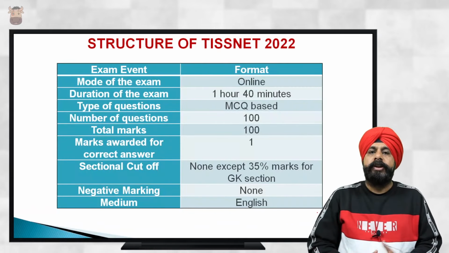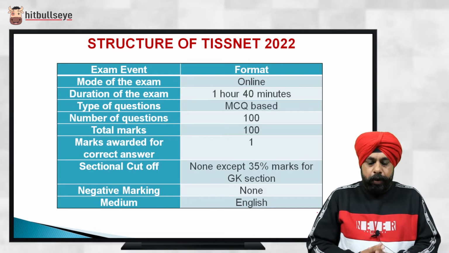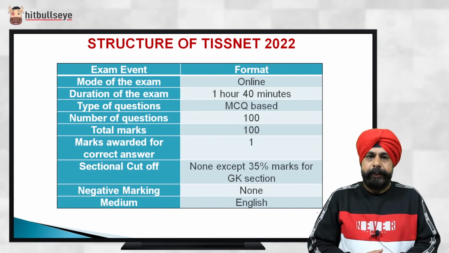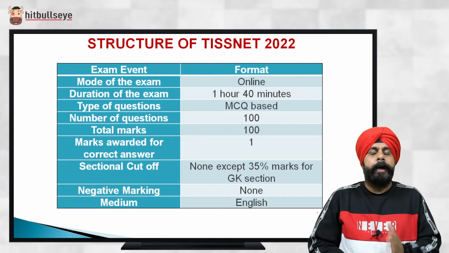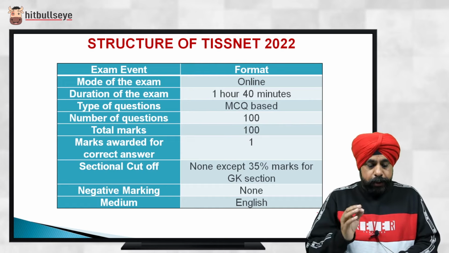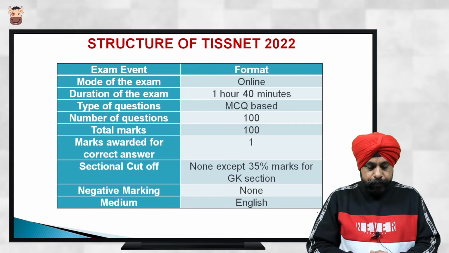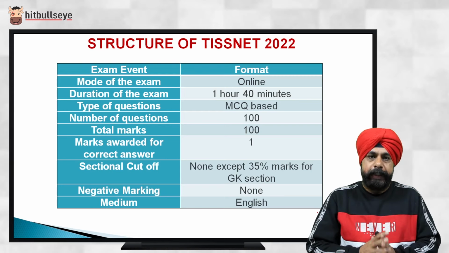People, first of all, the structure of the TISSNET 22. The mode of the exam is online. It is 1 hour 40 minutes, that is 100 minutes. It is MCQ based. You're going to have 100 questions, 100 marks. It will be 1 mark per question, people. There is no negative marking. There is no sectional cutoff, except you need to score 35% marks for your GK section. The medium of the exam is English.